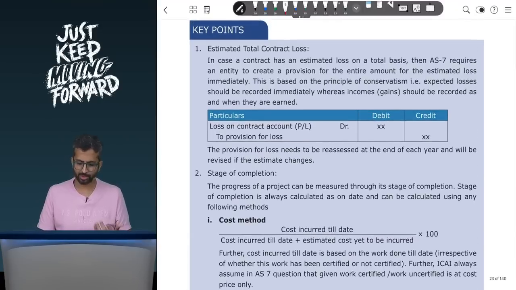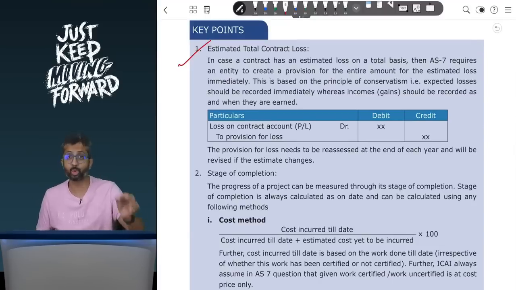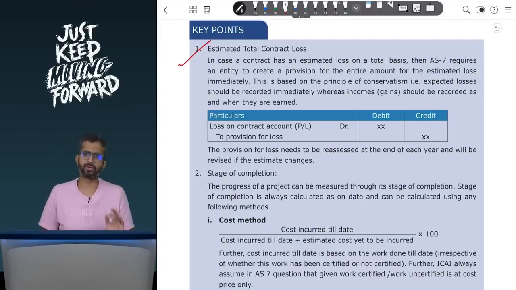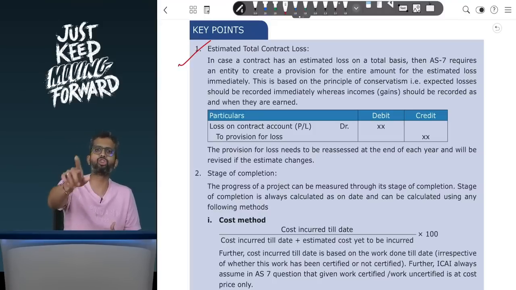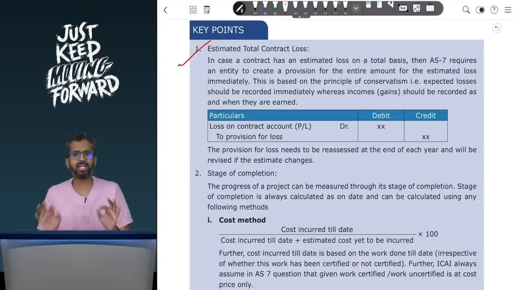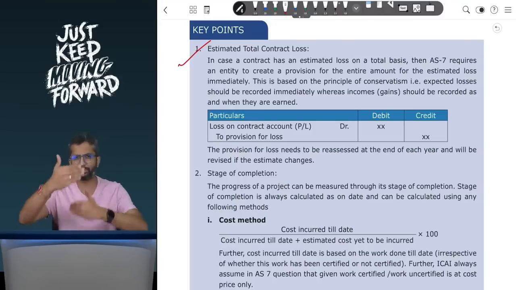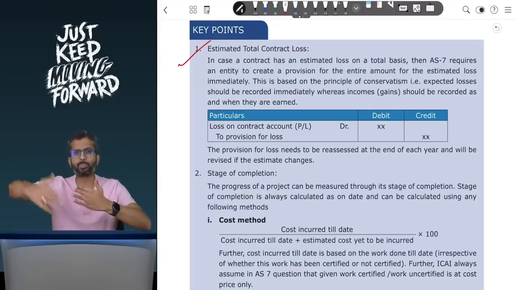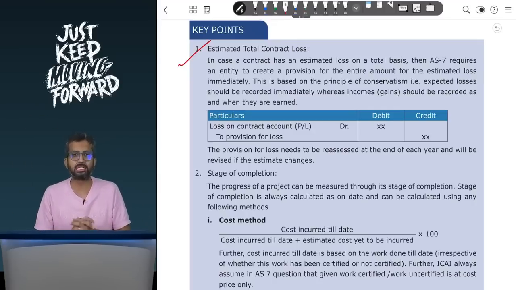Over here we have given special key points regarding provision to be made for losses. Step 1 in all of these construction contract questions will be, you will first figure out whether the contract is overall profitable or overall loss making, because if it is overall loss making, then you will have to create an immediate provision for losses. And if it is a profitable contract, then you will record profit over the period of time, and you will not be recording it immediately.